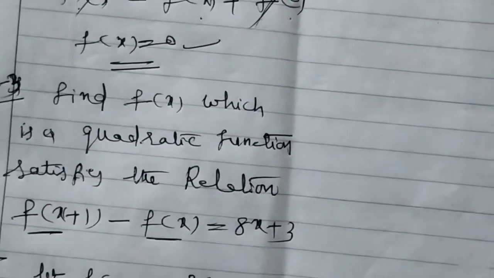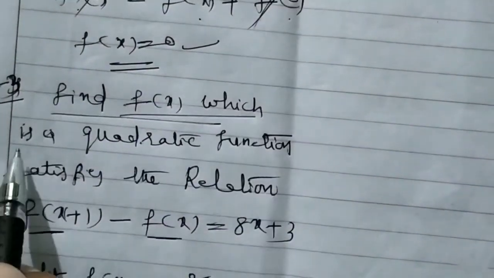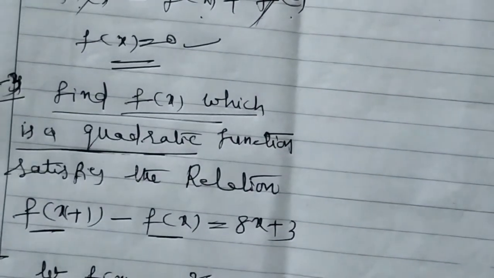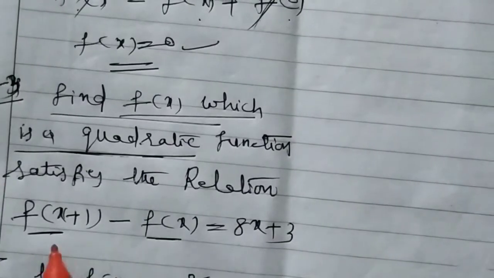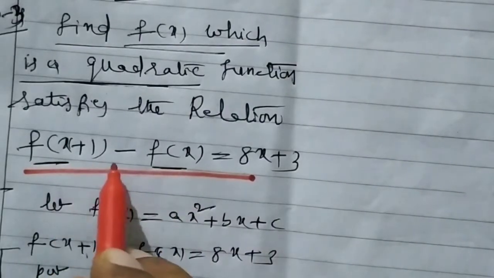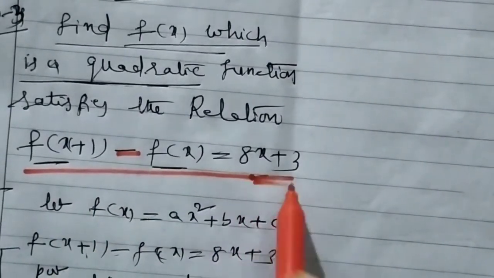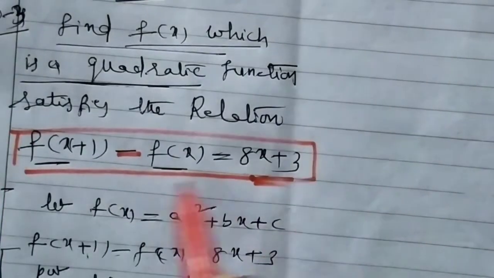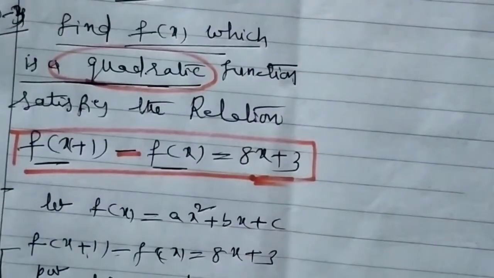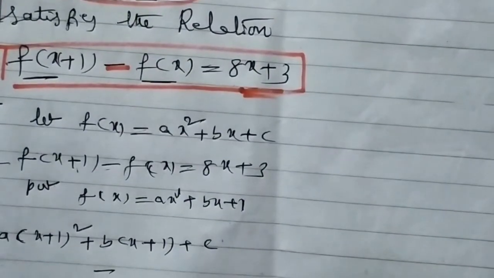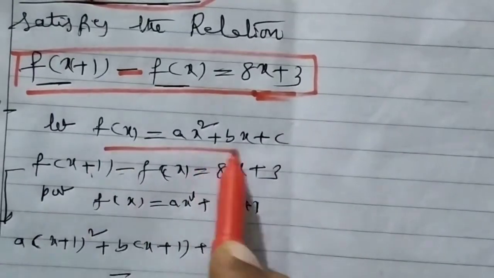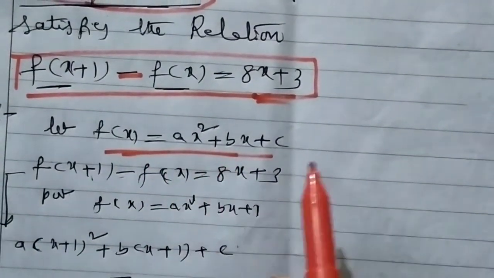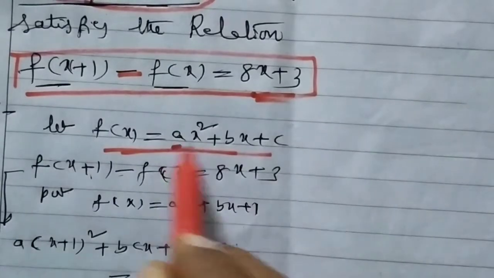Trying the next sum, find f of x which is a quadratic function, satisfying the relation f of x plus 1 minus f of x is equal to 8x plus 3. This relation is satisfied by a quadratic function. So to find the required quadratic function, we need to assume f of x is equal to ax square plus bx plus c, where a is not equal to 0.